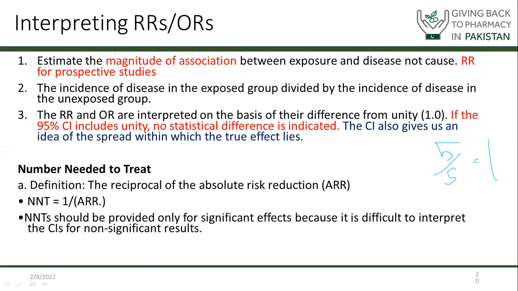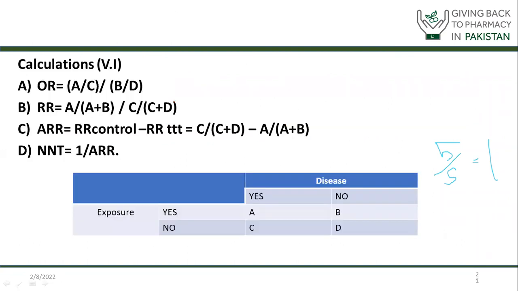So for the confidence interval, we have to see what the value in the confidence interval is, then we will find out. So how to calculate OR, RR, ARR, and NNT? This is how you have to write the table.